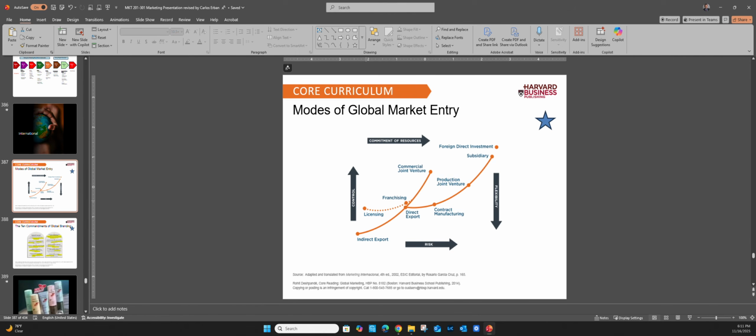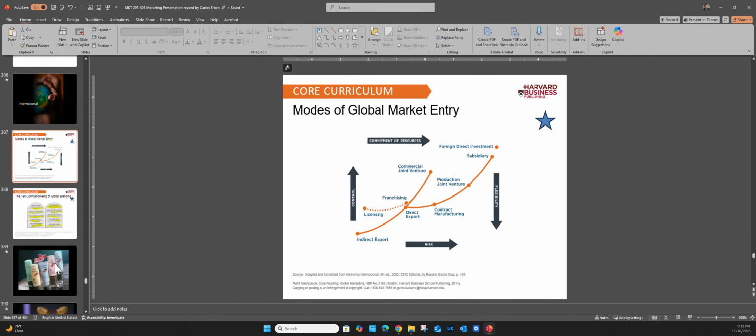So the more commitment, the higher the risk, but also the higher the control. Now, if you have a wholly owned subsidiary, meaning you open the business there, then you have full control, but you bear all the risk. You don't share it with others.